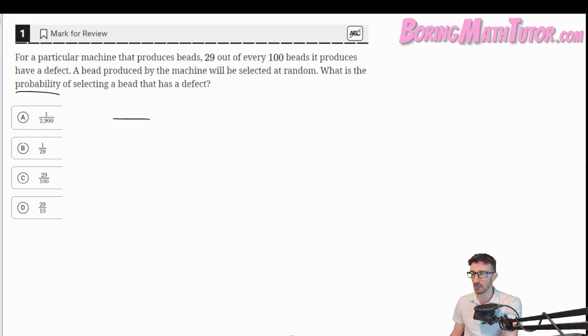And in this case, in order to have a defect, well, they said you have a defect in 29 out of every 100. And when you see that word "out of," that's your key that that's the fraction bar. And then when you see the 29 and out of every 100, that means you just put 29 over 100, and that's it. Super easy problem.